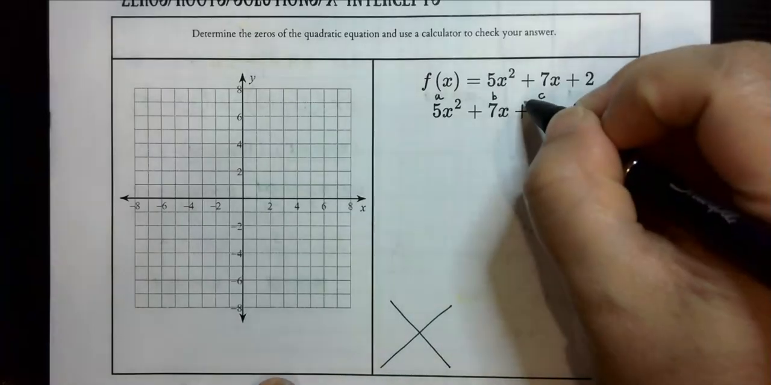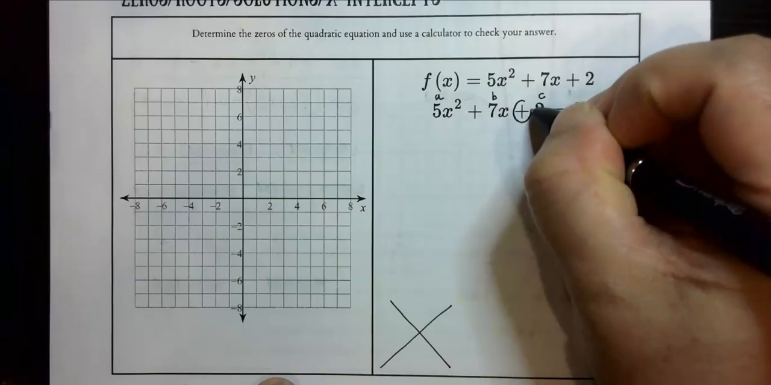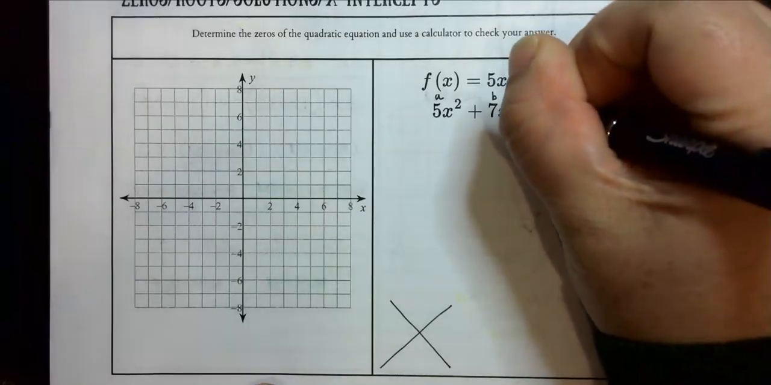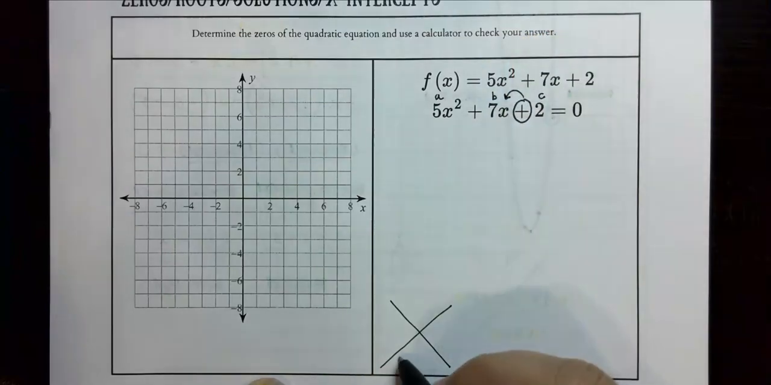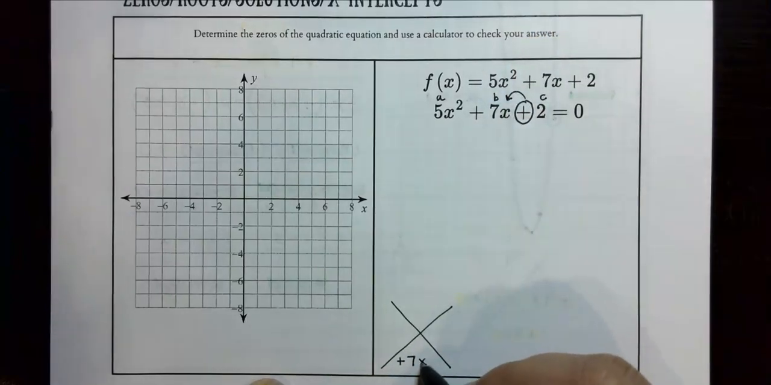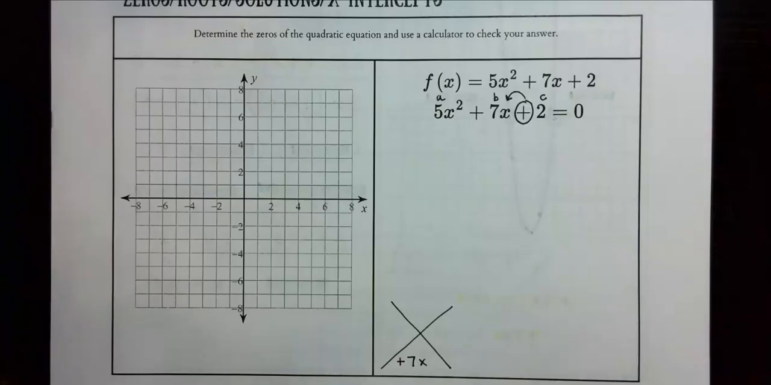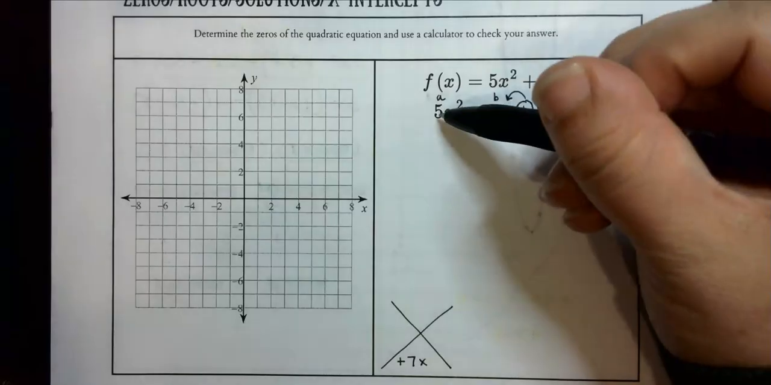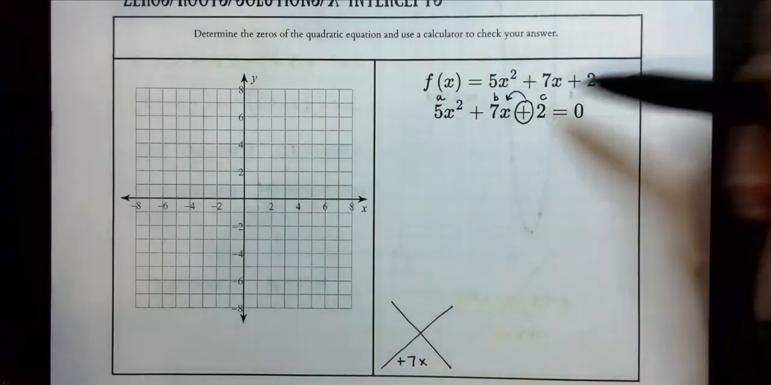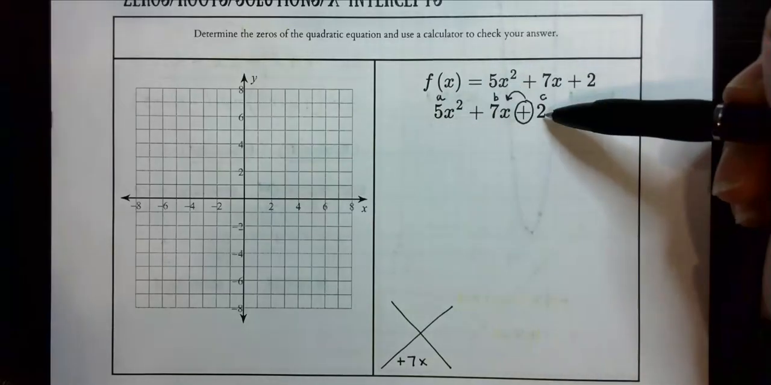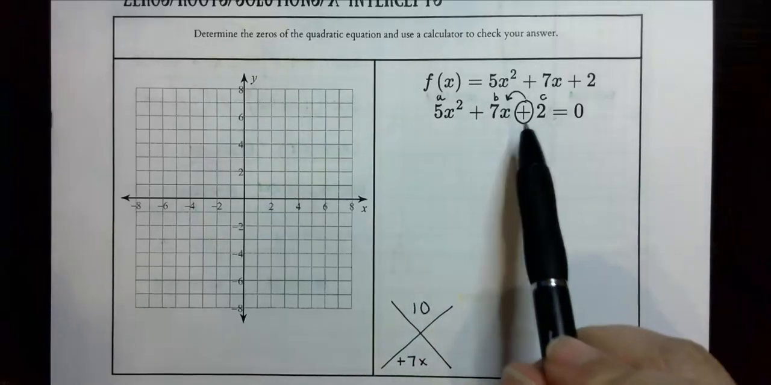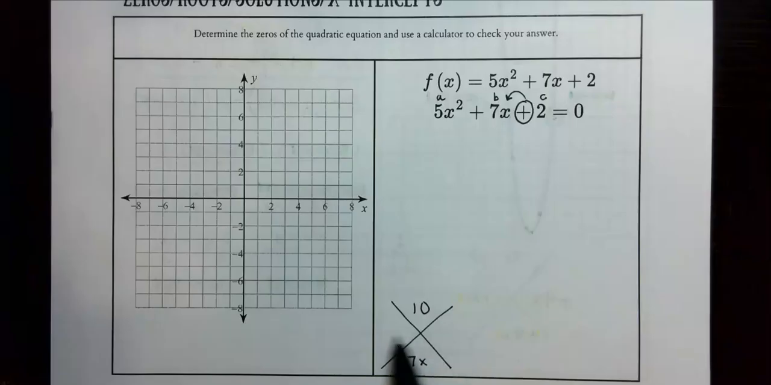I'm going to remind you that this plus sign right here is going to tell us that we're looking for 2 numbers that add up to be 7. So I'm going to put the plus 7x right here so you know what we're trying to add up to be. And I'm going to multiply our A and our C. So 5 times 2 gives us 10. And when we find the numbers that add up to be 7, we'll put them right here.